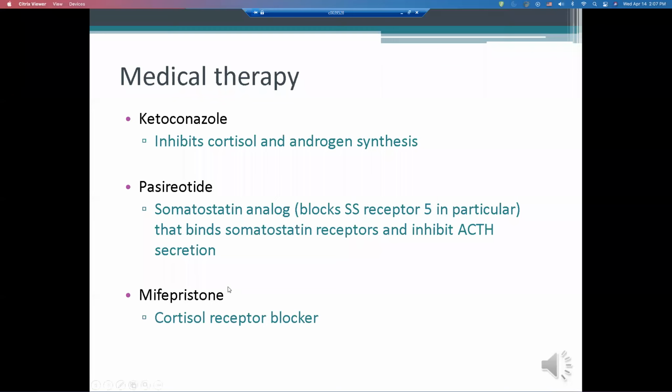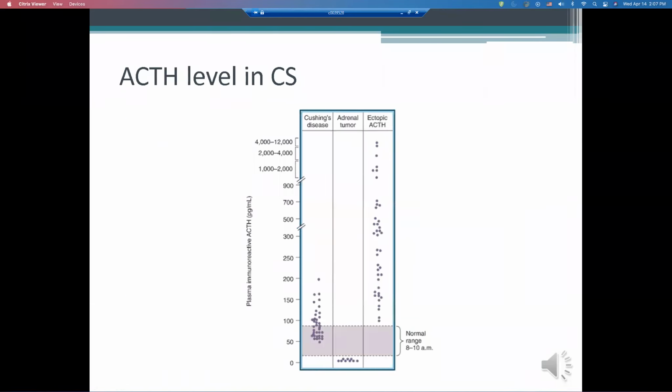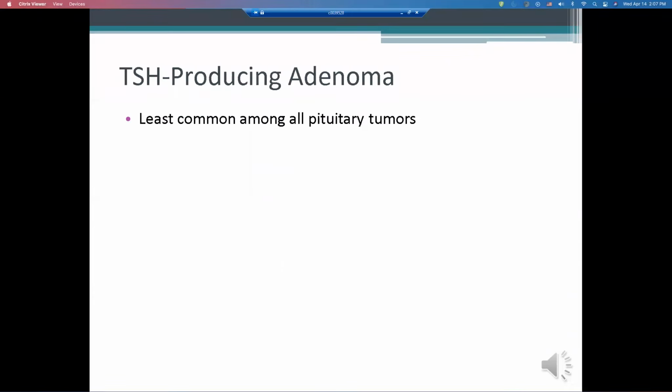You might have heard of mifepristone with the gynecologist because they use it to induce abortion. But in endocrinology, it's used in higher doses to block cortisol receptors. And it basically improves Cushing syndrome. Finally, I'm going to talk about TSH-producing adenoma, and then we're going to take a break before our next lecture.